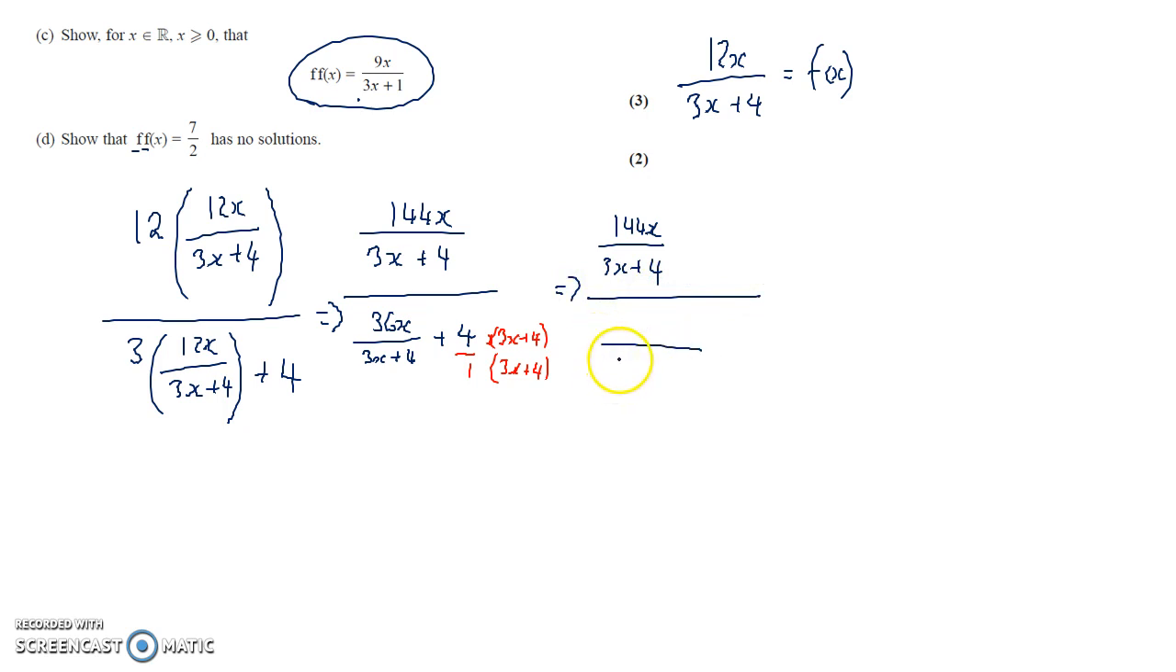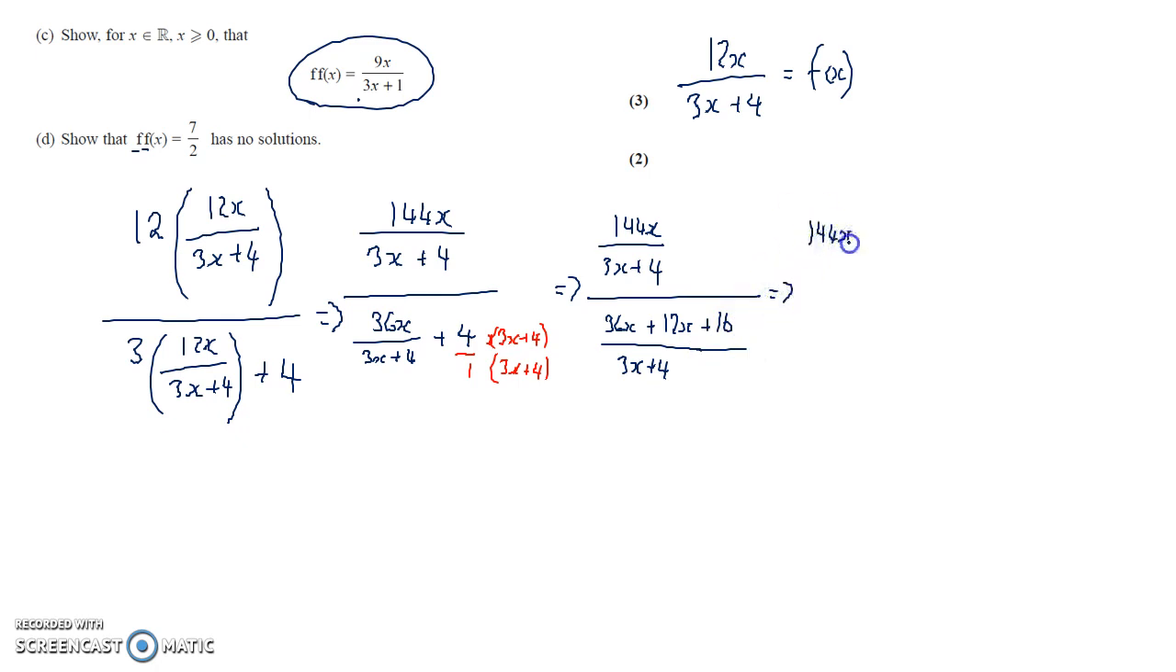So this will go to, the top's not going to change, 144x over 3x plus 4, over this new common denominator, 3x plus 4. But in the numerator, we're going to have 36x plus 4 lots of this, which is going to be another 12x plus 16, if I multiply that bracket out, I think. Tidy that up. What's that going to give me if I tidy it up?